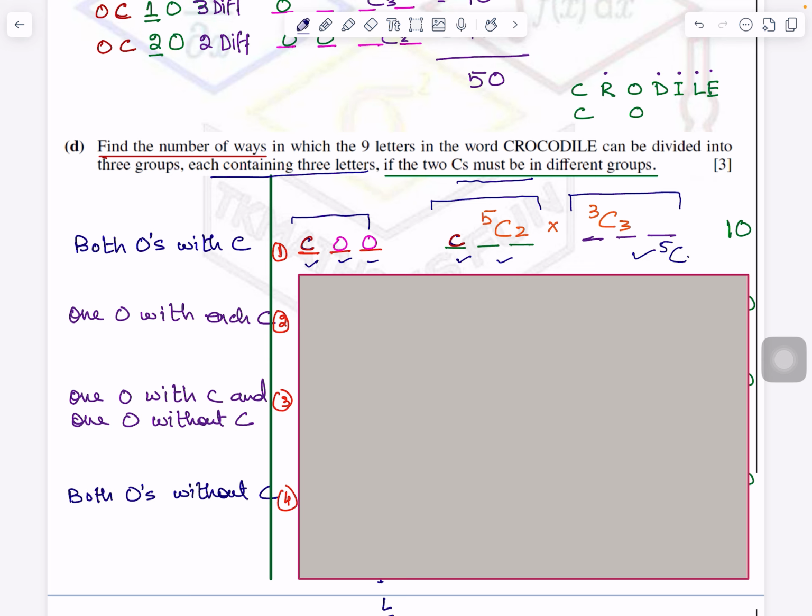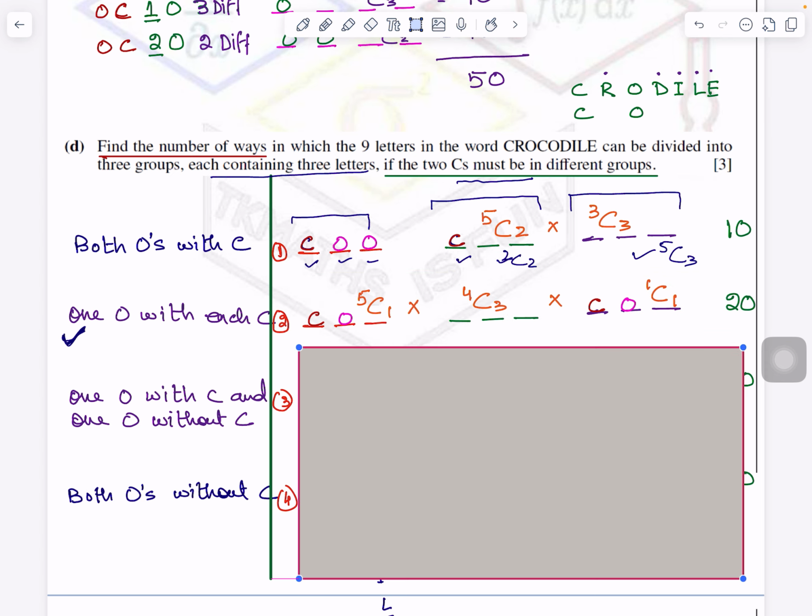Now let's see the next case, when I'm saying 1 O with 1 C. So now in this case, the second one, in both the C's I will put 1 O. You can write C in the same first and second group, doesn't matter, right? Don't get confused with that. So now I am writing 2 C's in 2 different groups, and then with those I am writing 1 O each. So the first case was when both the O's were with one C, and now the O's are in different C groups.